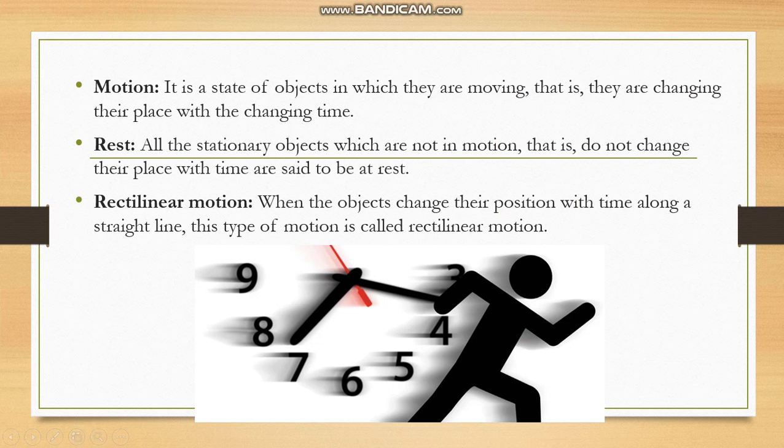Next we will see motion. It is a state of objects in which they are moving. Rest: all the stationary objects which are not in motion, that is, do not change their place with time, are said to be at rest.